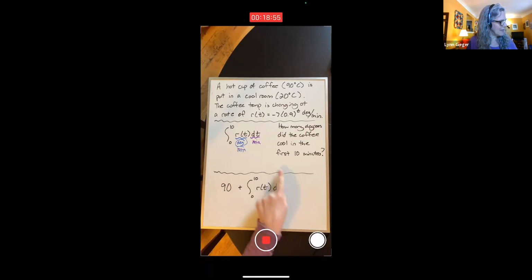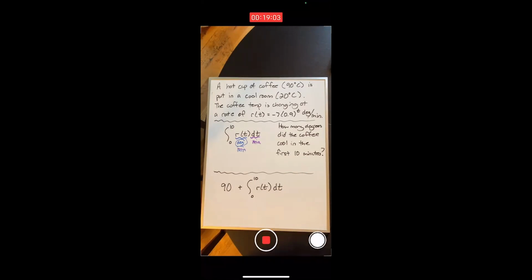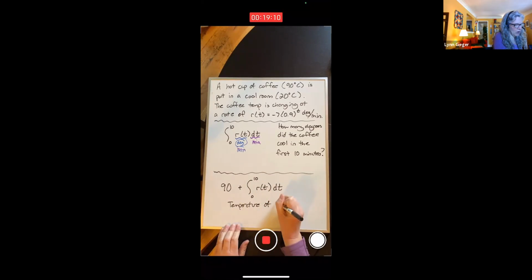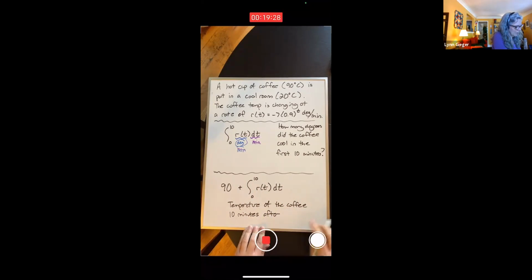So what does this total thing calculate? It's not just how many degrees did the coffee cool. It's something slightly different. The temperature of the coffee after 10 minutes. Yes. So this is the temperature of the coffee, not its change in the temperature, but its actual temperature 10 minutes after setting at room temperature.